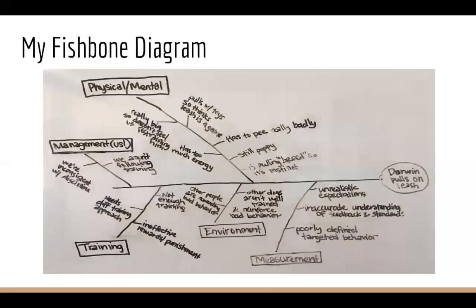And then with further brainstorming, this is the diagram that I ended up with. So I actually ended up editing one of these. Instead of just physical, it became physical and mental. As we were adding causes to it, it made sense to expand the category. Management stayed, training, environment, and then measurement was additionally added because we realized that we might not have a clear understanding of feedback and standards. And the biggest one was that we had poorly defined targeted behaviors. So that was just a different category where we came up with some causes and they didn't quite fit into the other ones. So we added that category.